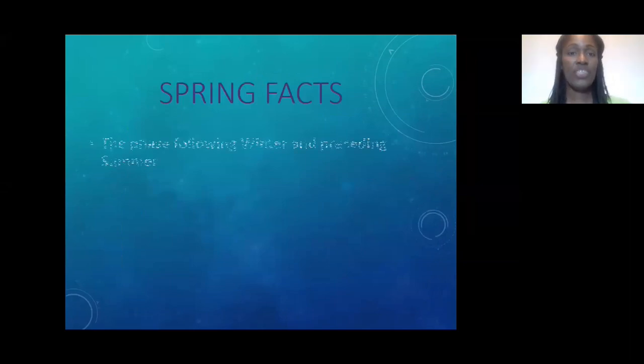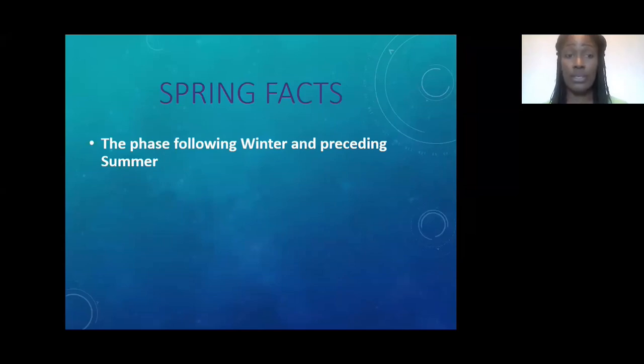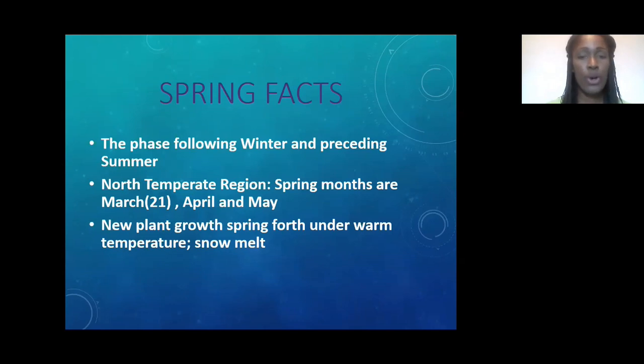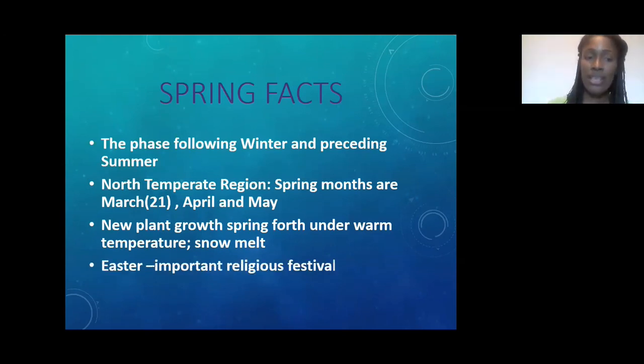Spring facts. Following winter, right after winter, and preceding summer is spring. In the North Temperate region or the Northern Hemisphere, spring months are March, April, and May. And if you notice, as we are going through, each season has at least 3 months. New plants grow. The water gets a little warmer so that the snow can melt. And of course, the crucifixion and the resurrection of Jesus Christ.